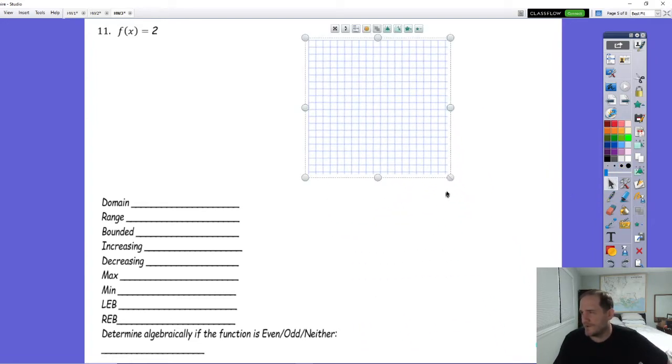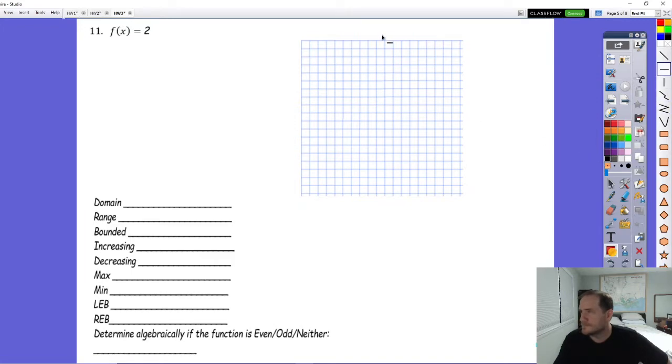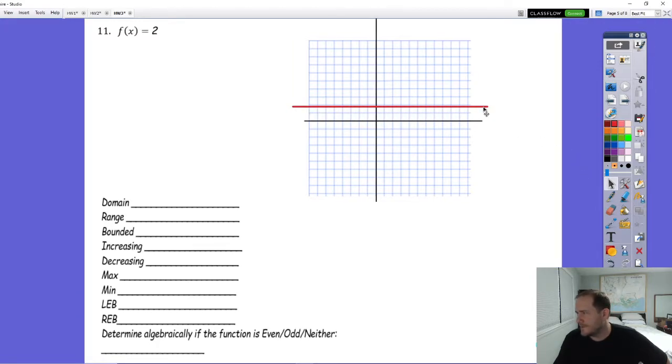This is called a constant function. It's just going to be a horizontal line. So it's just going to be a horizontal line at 2. So there's not a heck of a lot to talk about on this. But there's some little nitpicky things.